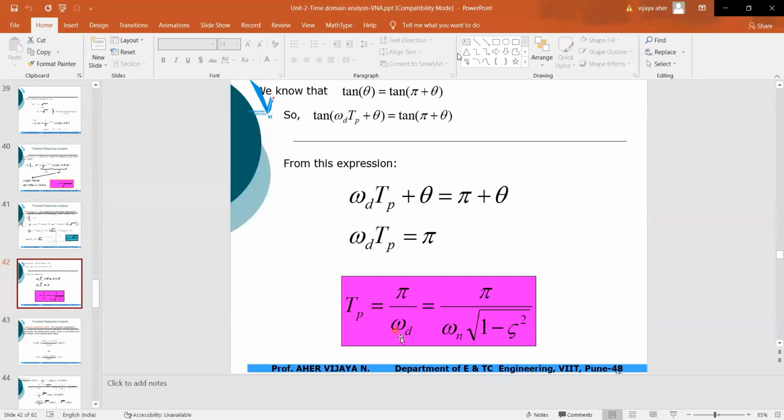TP is equal to pi divided by omega d. Omega d is the damped frequency. Omega d is equal to omega n into under root of 1 minus zeta square. So the equation for the next parameter, peak time TP, is equal to pi divided by omega n into under root of 1 minus zeta square. Students, you are supposed to write this equation.